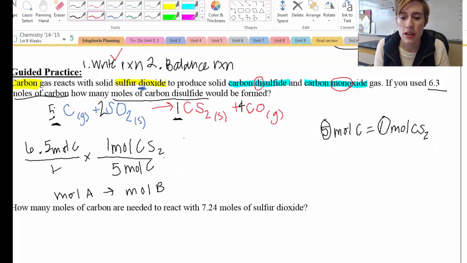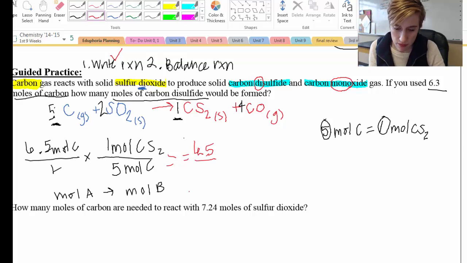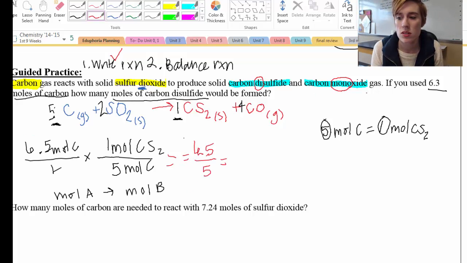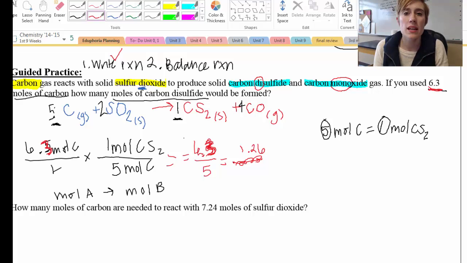So now all I have to do is multiply the top, which is 6.5. I'm going to multiply the bottom, which is 5. Oh, I'm sorry. I think I messed up one of my numbers. This says 6.3, and I guess I wrote 6.5, so this should really be 6.3. That's a horrible 6.3. It looks really scary. Okay, so 6.3 divided by 5 is, okay, it's 1.26. So what does that number stand for? Well, I got out of moles of carbon, and I'm in moles of CS2. So that's my answer. Moles CS2.